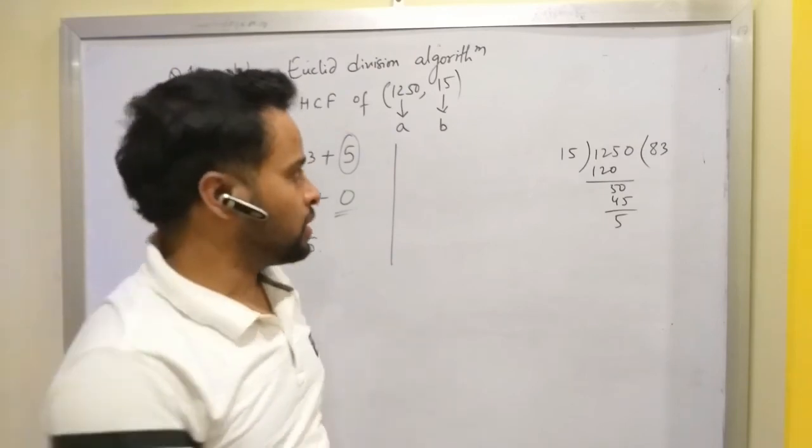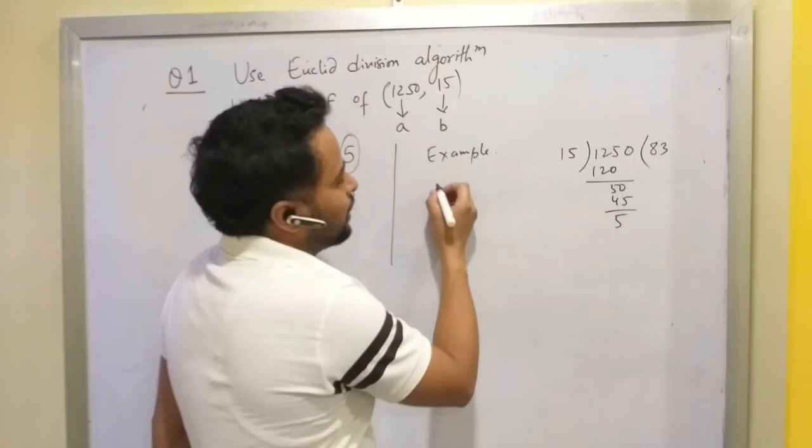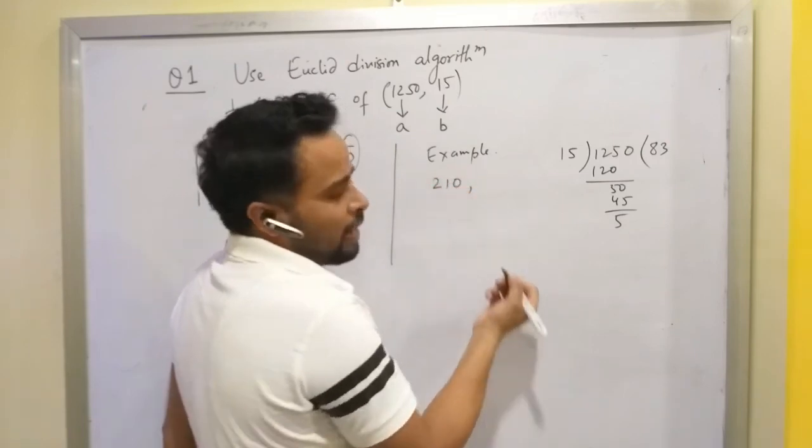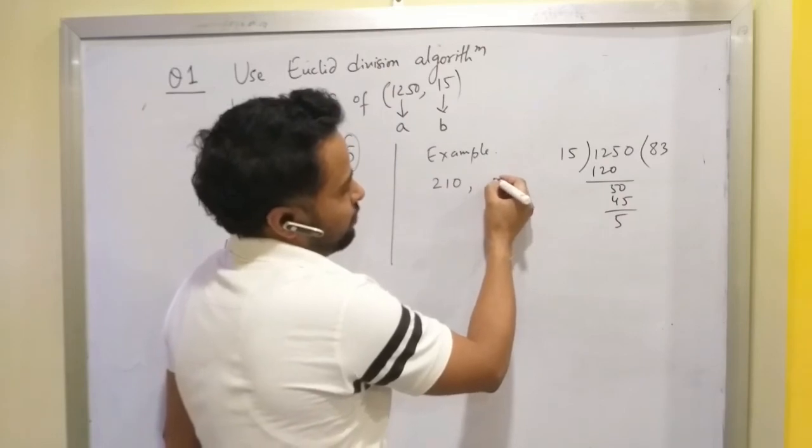Let's take two numbers. Example: let us take 210 and one number, say 15.